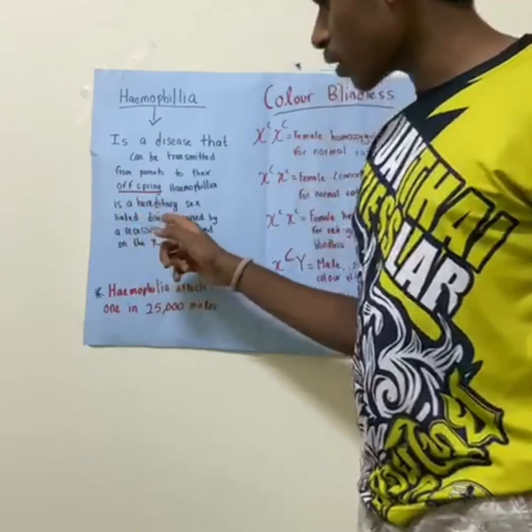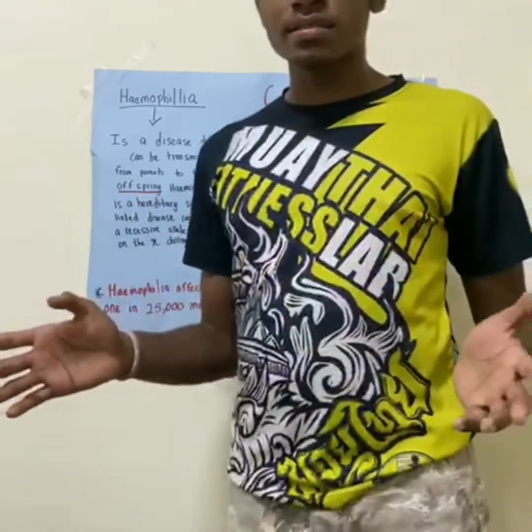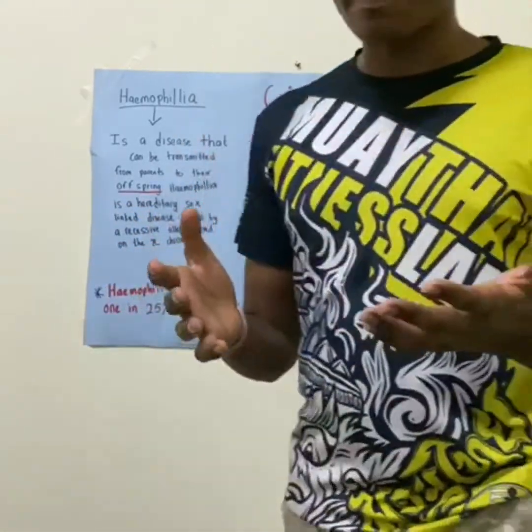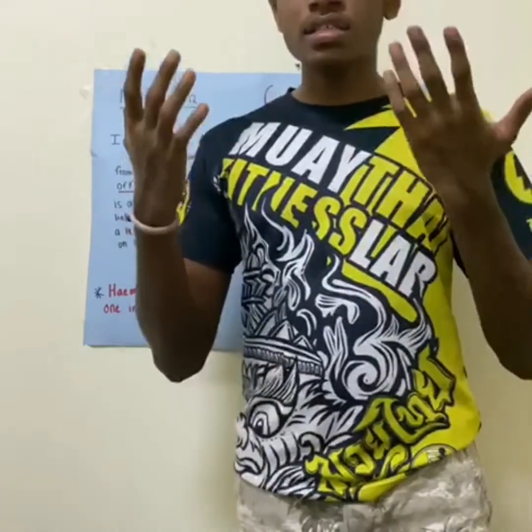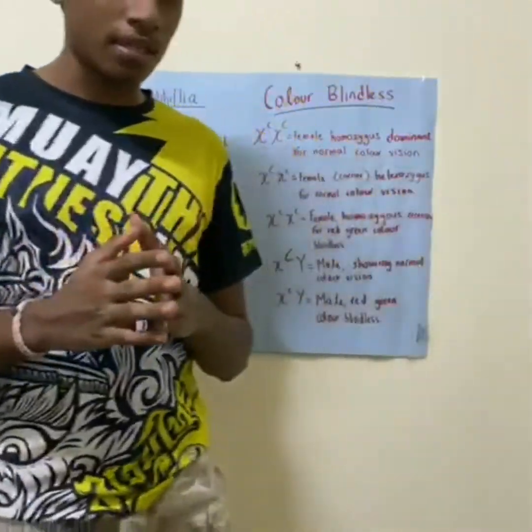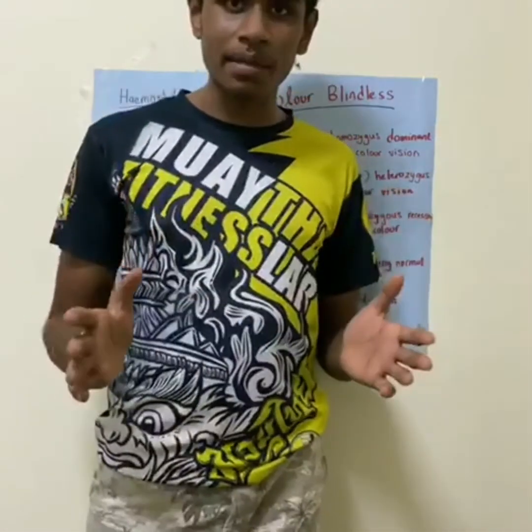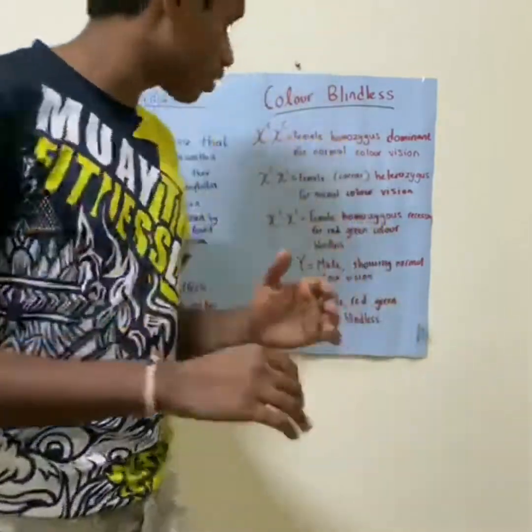First of all, what is hereditary? Hereditary is a generational disease. Let me give you an example. If Uncle Raju has diabetes, his son also gets diabetes. That's what we call hereditary.